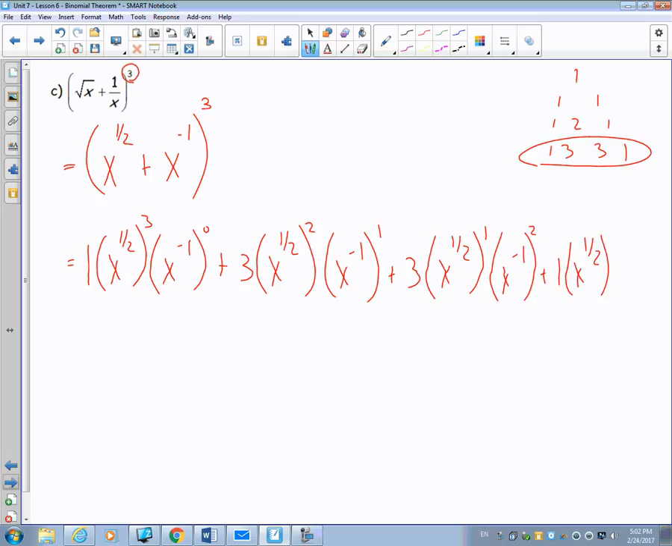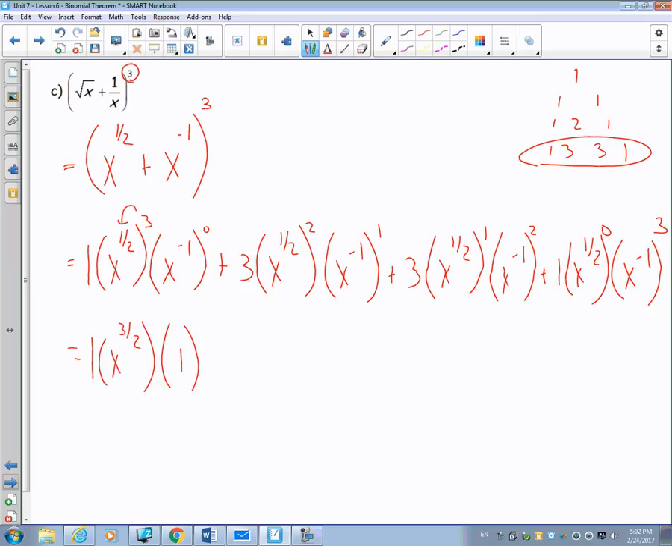Down 1 with the exponent. Up 1 with the exponent. There's my parts and pieces. Step 2, we're going to simplify where we can. So 1 is 1, can't really do anything with that, but I can do a power to a power, and I'll get x to the 3 halves.